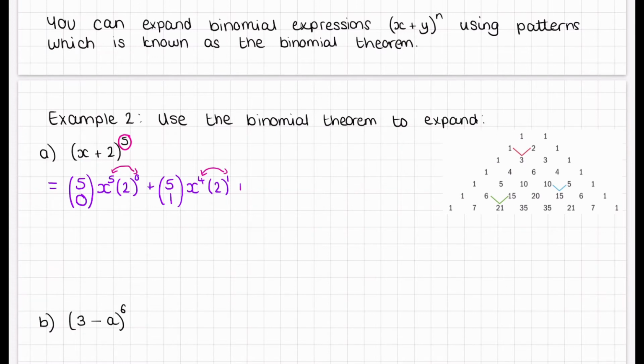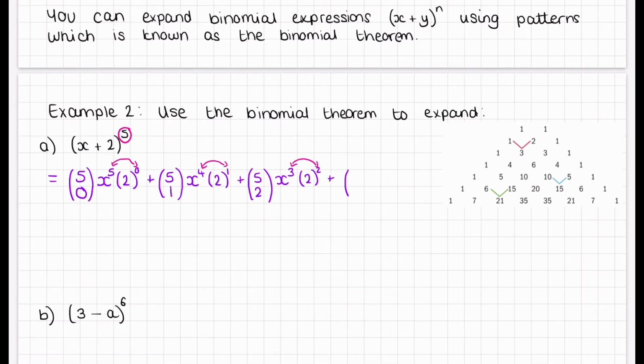The next one, our combination will be 5, 2. And then you'll have x to the power of 3 because it goes down by 1. And the second term goes up by 1. So we'll have a 3 and a 2. And you notice each time these powers always add to 5. It's a good way to have a little check to make sure you're doing it correctly. Carry on with this pattern, going down by 1 and then up by 1 with the powers. I'm just going to go to the next line to carry on.